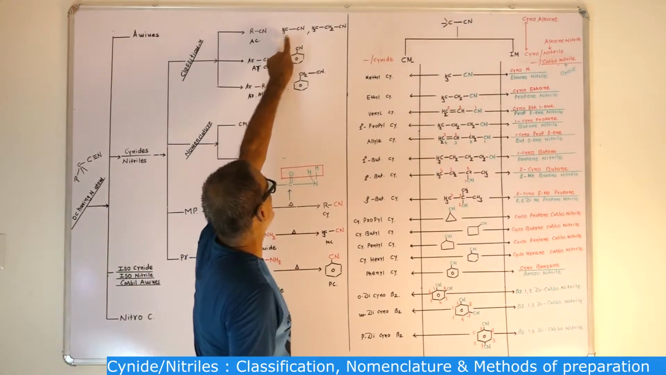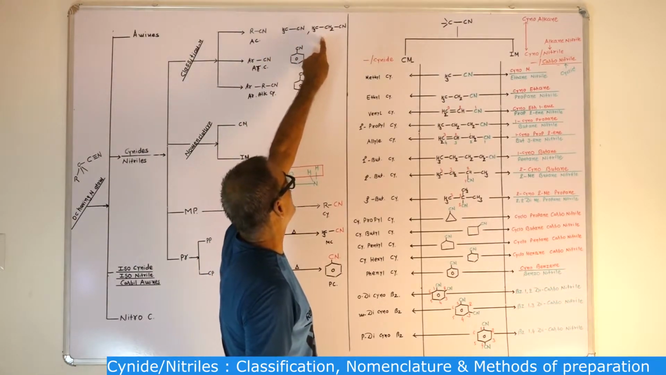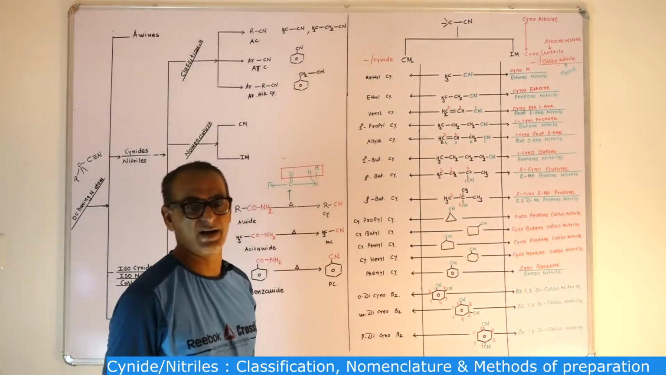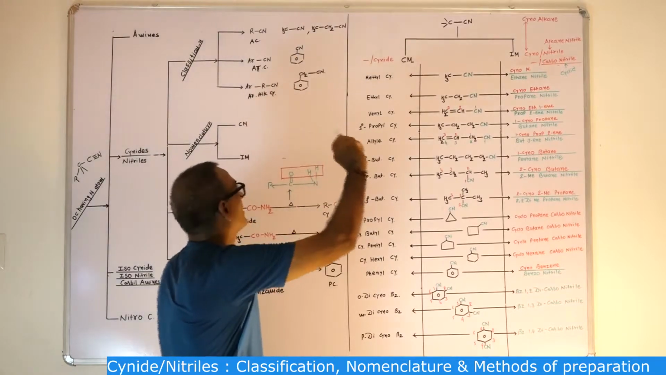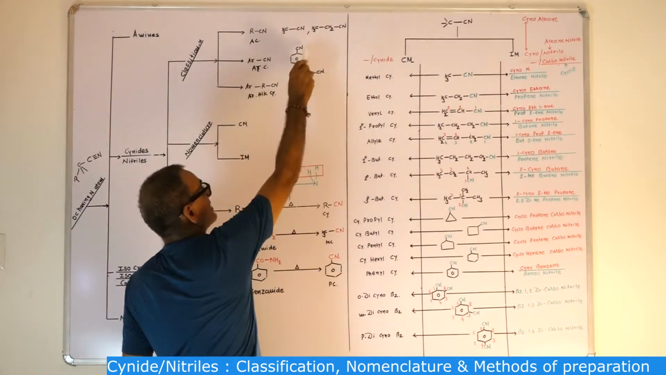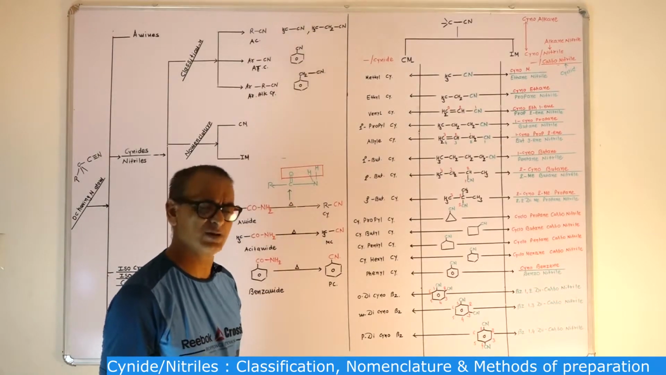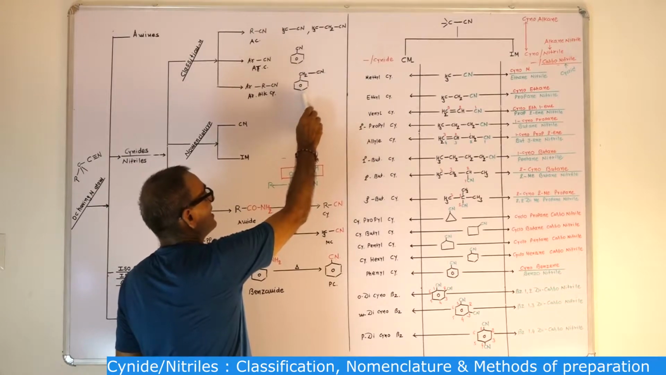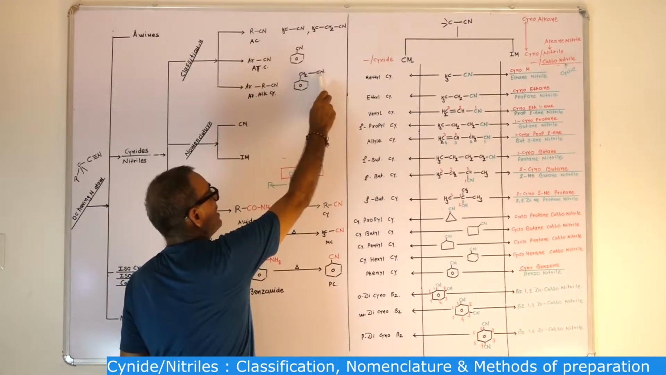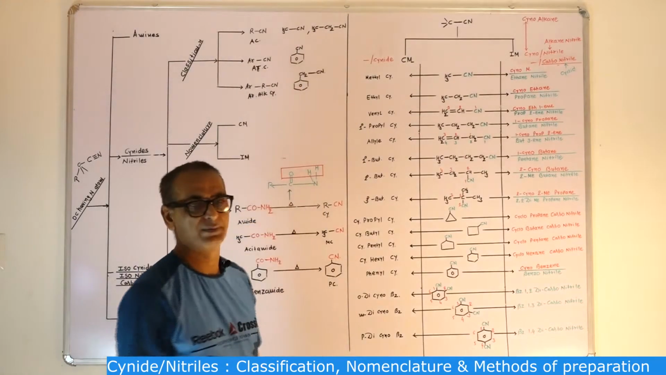This is CH3CN, methyl cyanide. This is CH3CH2CN, ethyl cyanide. Methyl and ethyl groups are alkyl groups. And this is phenyl cyanide. Phenyl group is an aryl group. You can say phenyl, aryl, both are the same. This is benzyl cyanide. In this compound, one carbon is attached between the cyanide and phenyl.